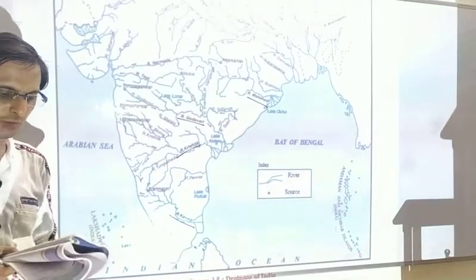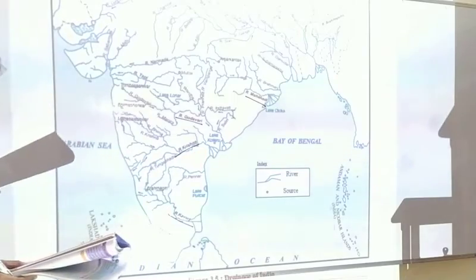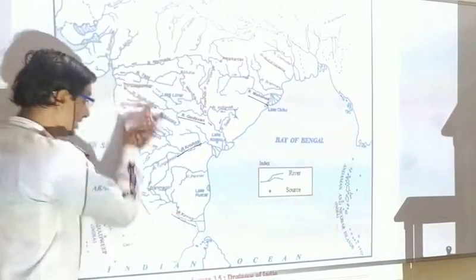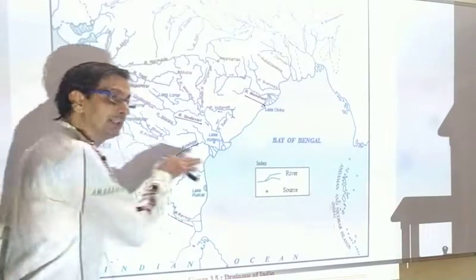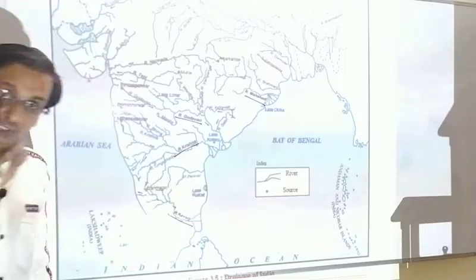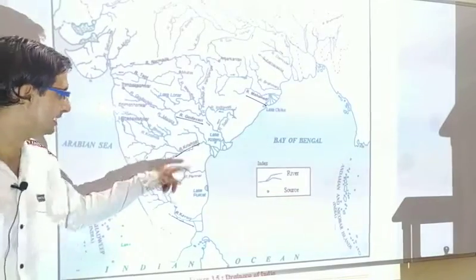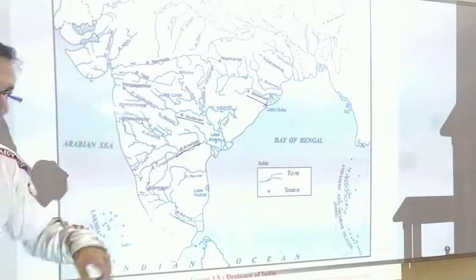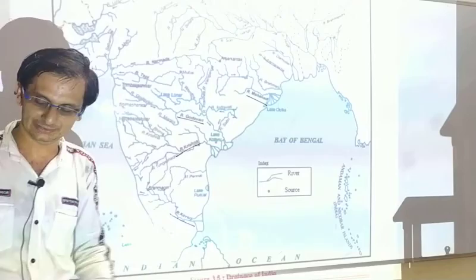Godavari, Krishna, and Kaveri originate on the eastern slopes of the Western Ghats. Actually these rivers originate in the Western Ghats, but instead of flowing to the Arabian Sea, they flow in the opposite direction, towards the Eastern Ghats, and afterwards meet the Bay of Bengal, towards the east.